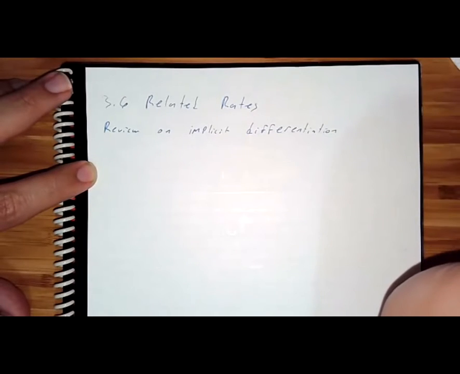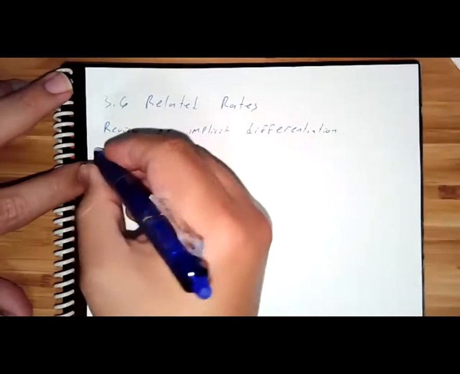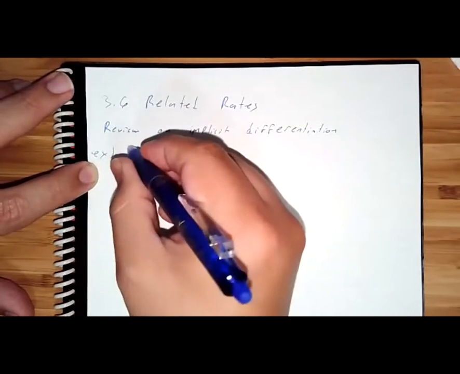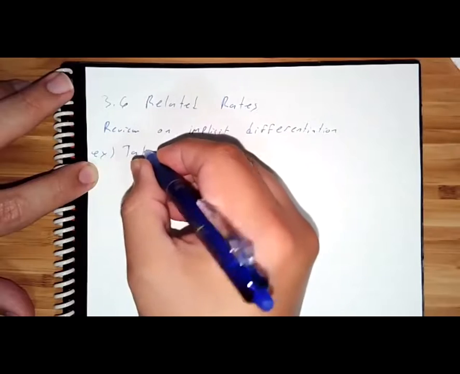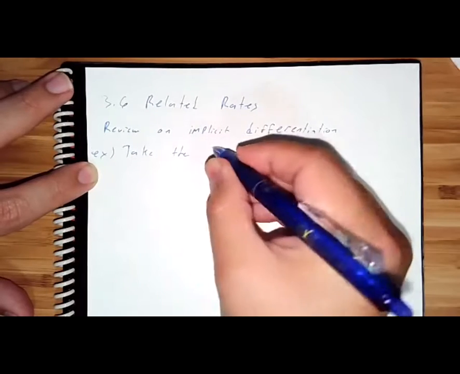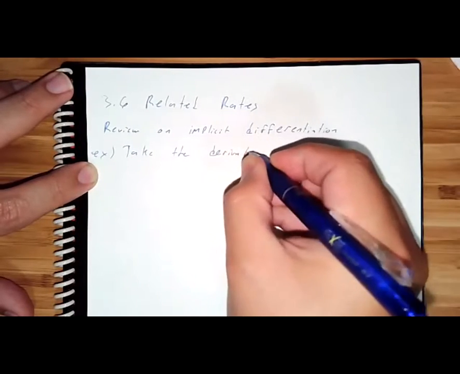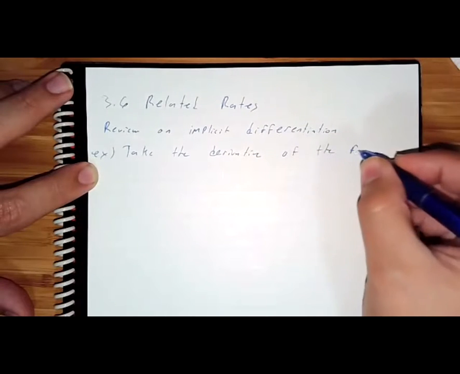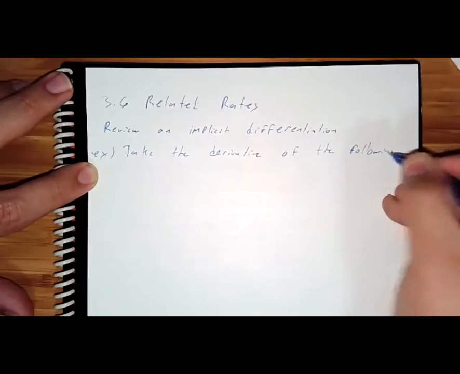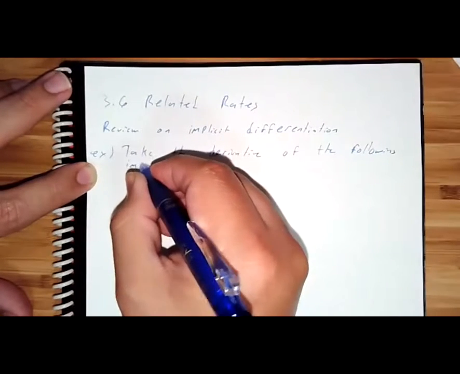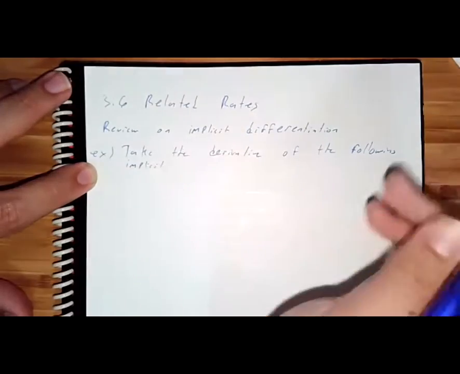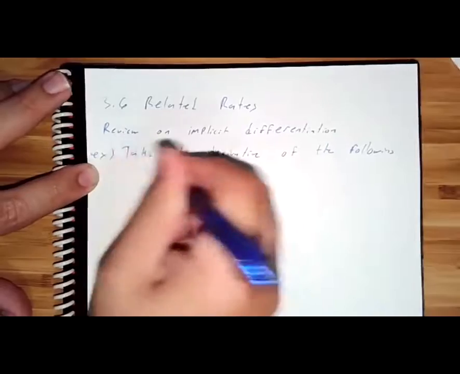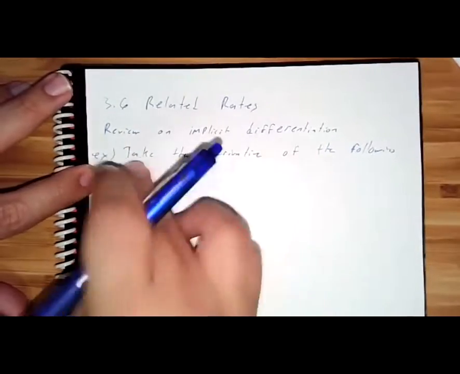All right, so let's see here. Let's just make up an example from last time. We had something like, so take the derivative of the following. Implicitly, right? Or just say just take derivative. We don't have to say that part. Sorry.